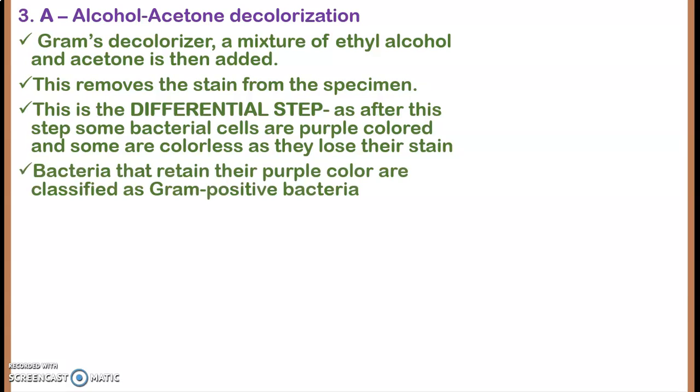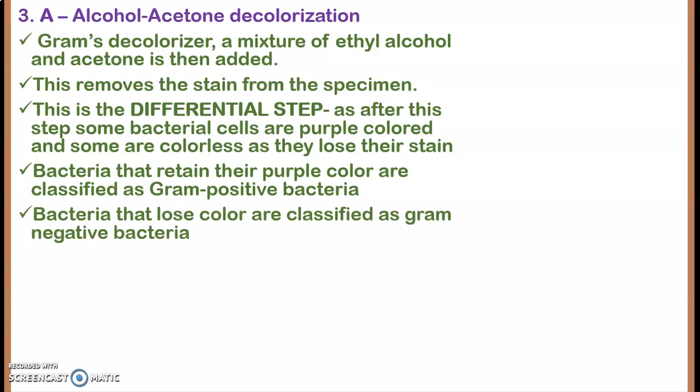The bacteria that retain their purple color are classified as Gram positive bacteria, and the other ones are the Gram negative bacteria. But then we are not able to see these Gram negative bacteria via microscope. So again, we need to counter stain it with some other color so that we can easily differentiate between the Gram positive and Gram negative ones. We already know that the Gram positive ones are purple in color, so let's color the Gram negative ones also.